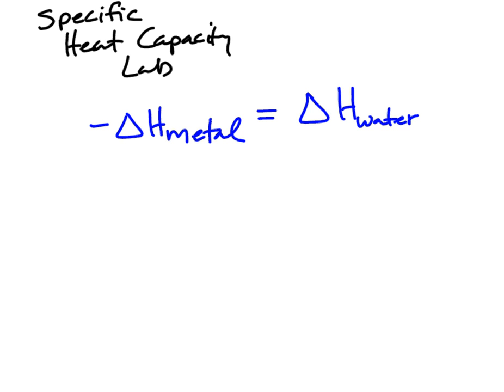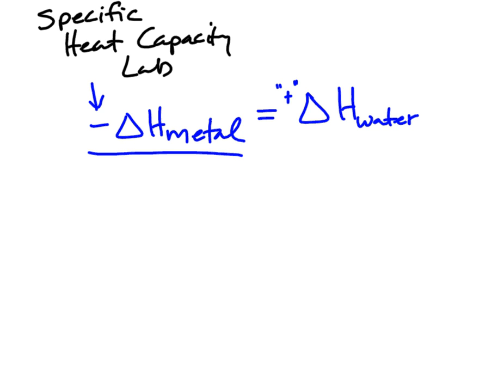So the negative ΔH of the metal is going to be equal to the ΔH of the water. Now, please do not confuse this negative sign as some sort of monetary value, but some sort of numerical value on a number line. It doesn't. That positive there and that negative on the metal side is just showing the direction of the energy. It is not saying that it's negative energy.